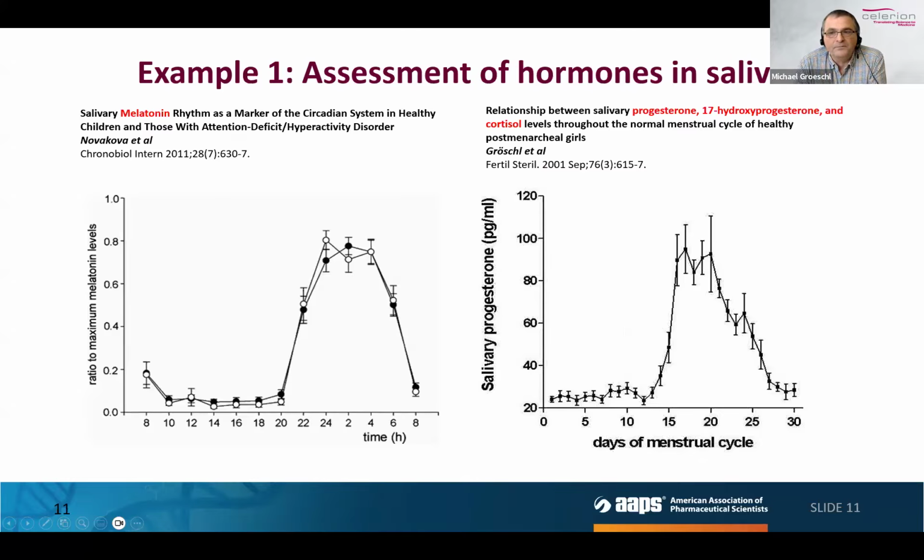The classic example is the detection of small hormones, such as melatonin from the pineal gland, which weighs only about 230 Dalton, or steroids, which weigh around 300 to 350 Dalton. This figure shows the typical circadian pattern of melatonin and changes of salivary progesterone concentrations during the menstrual cycle. You can clearly see the increase in melatonin during the dark phase, also during night, as well as the extreme increase in progesterone during the luteal phase of the menstrual cycle.